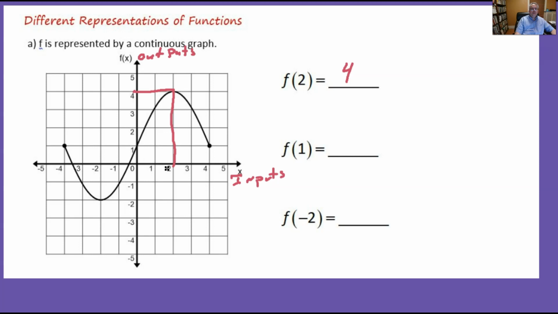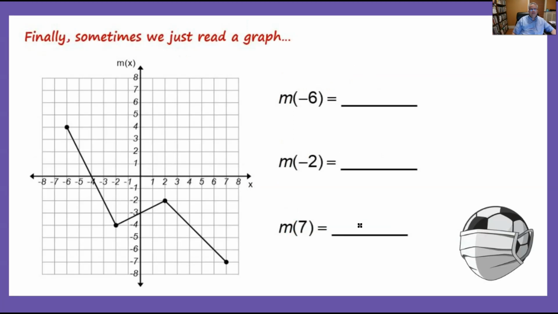All right, when the input is 1, I'm going to start at 1, go up to the graph, and read out the output, 3. When the input is -2, I'll go down to the graph, over to the y-axis. That's the output. The output is -2. This one is similar. When the input's -6, I'm going to go up to the graph and read it off. The output is 4.